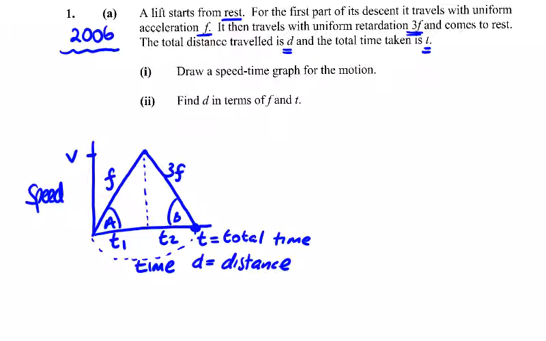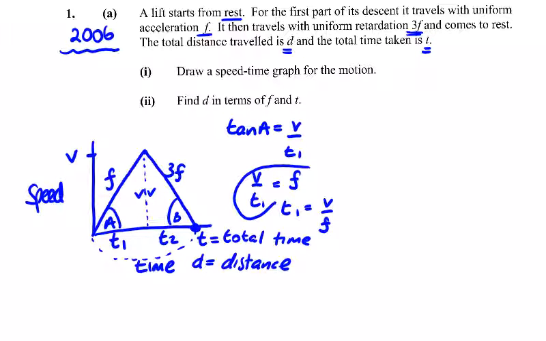So let's have a look here. The tan of a is equal to the slope, which is f, but it's also equal to opposite over adjacent, and this is v on both sides, so v over t1 is the tan of a. So that means v over t1 is equal to f. Let's leave it as f equal to v over t1, or we could get t1 equal to v over f, whichever one helps us of these two. We'll see in a second.